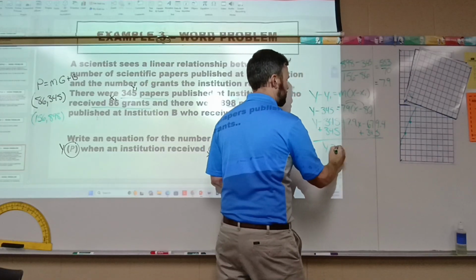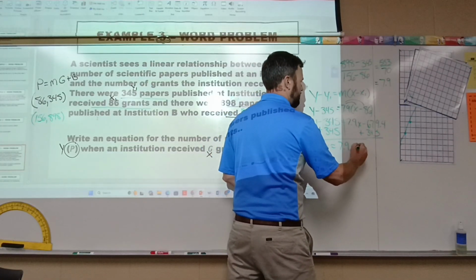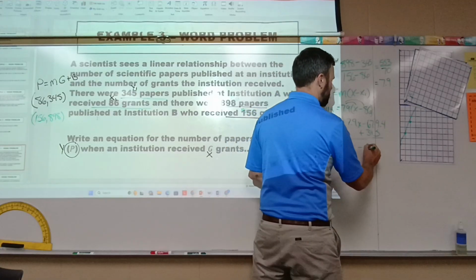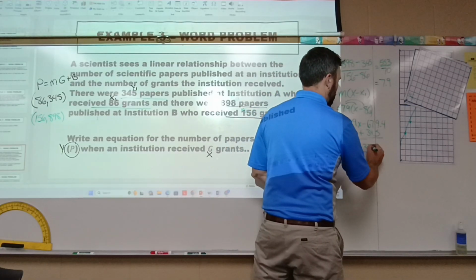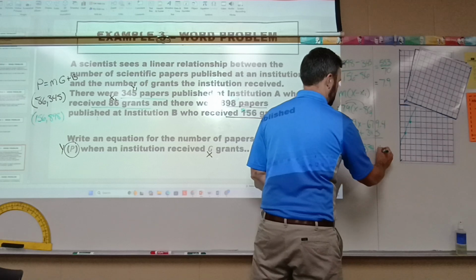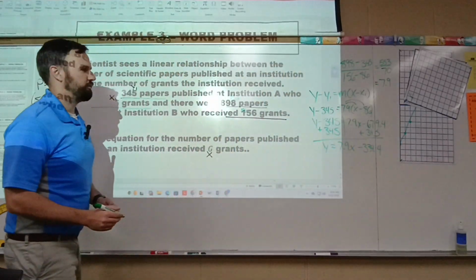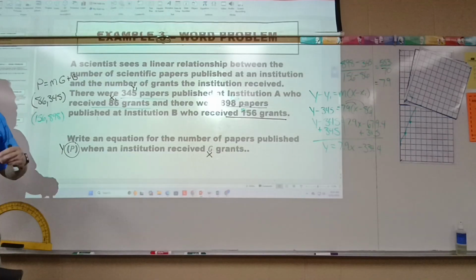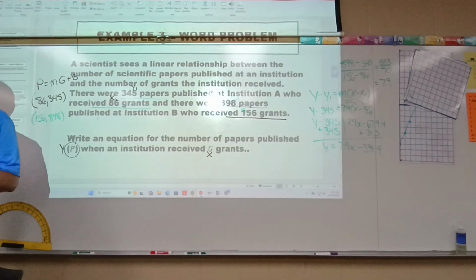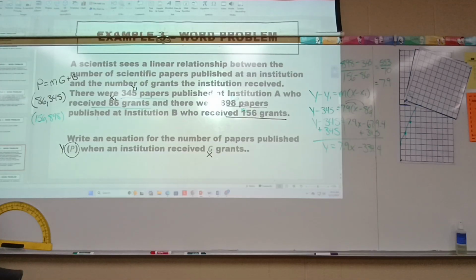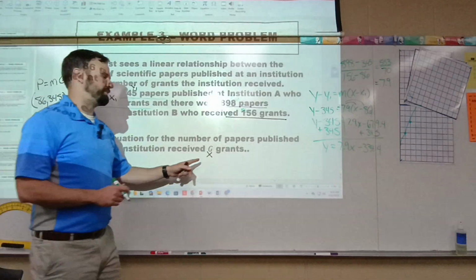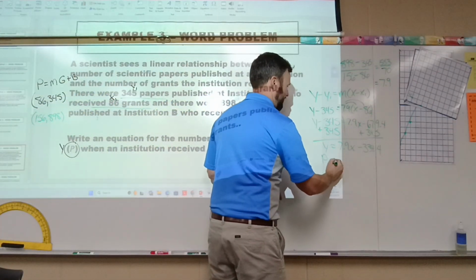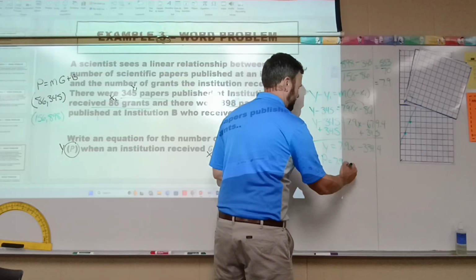So I get y equals 7.9x minus 334.4, right? Yeah. So now that will not give you full credit on the homework 4.3. Why? What did they want? They want P and G. They wanted P and G.